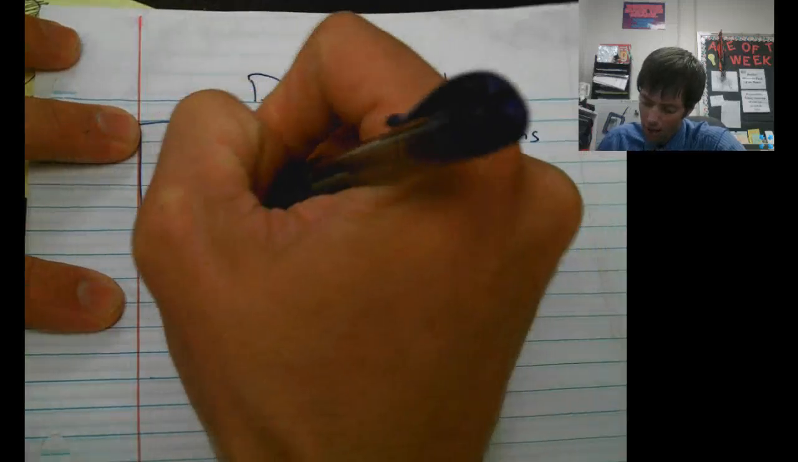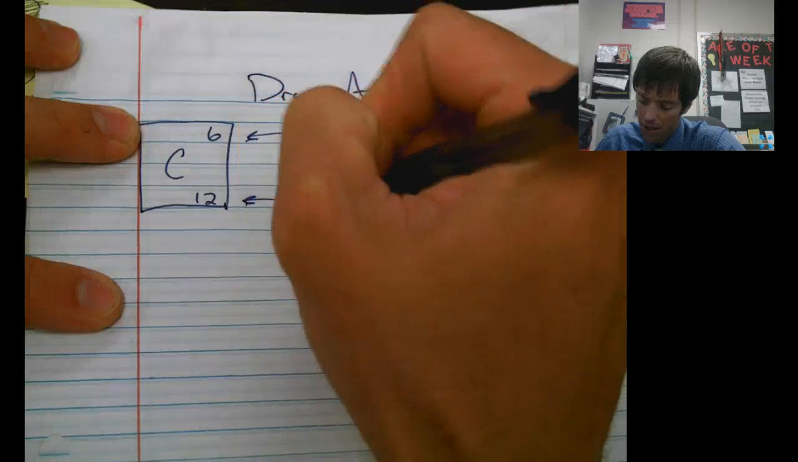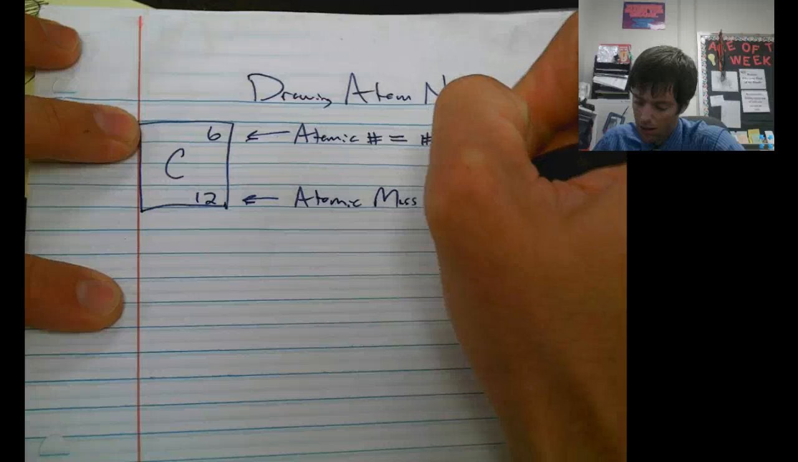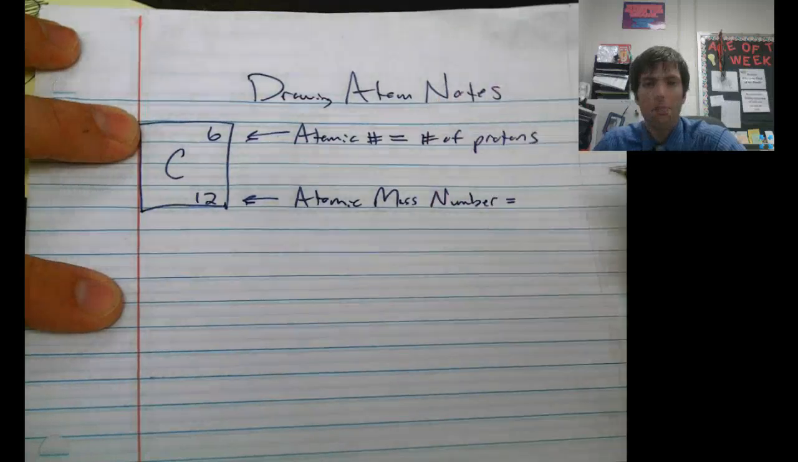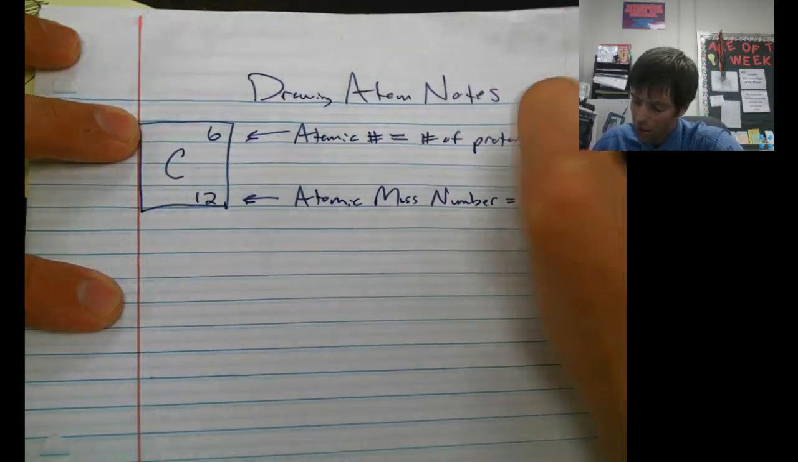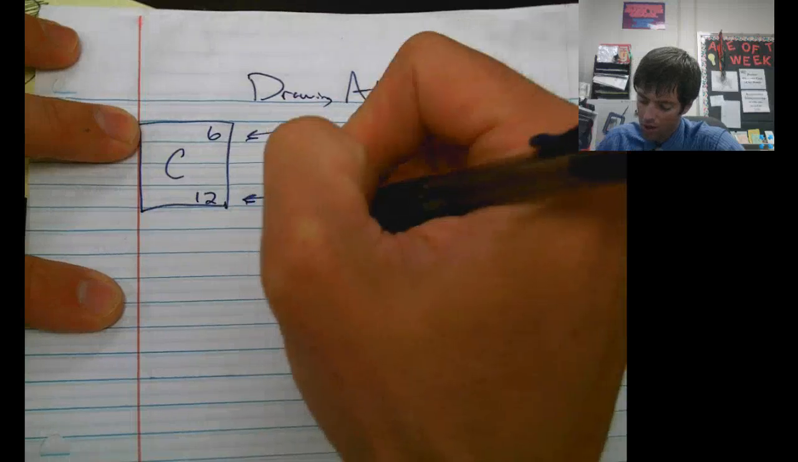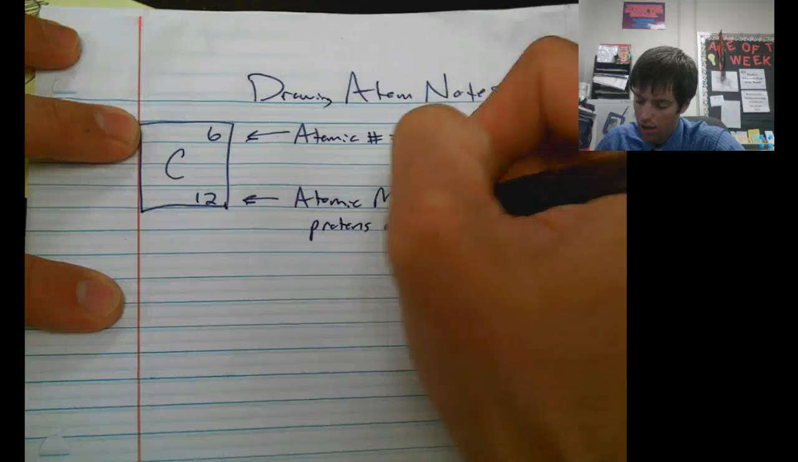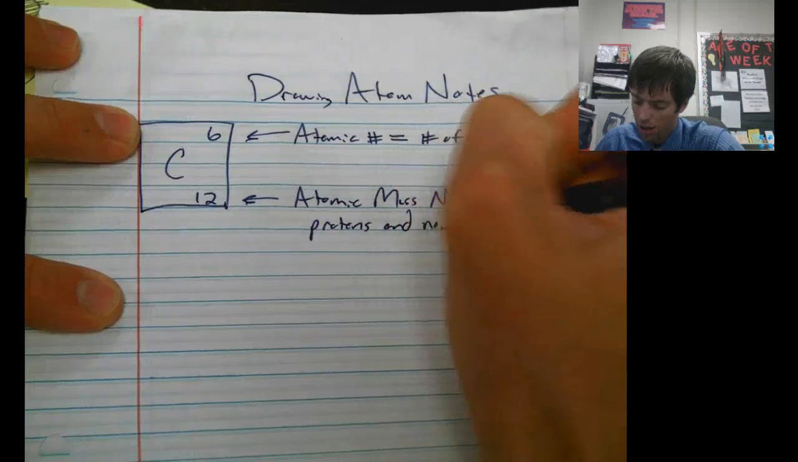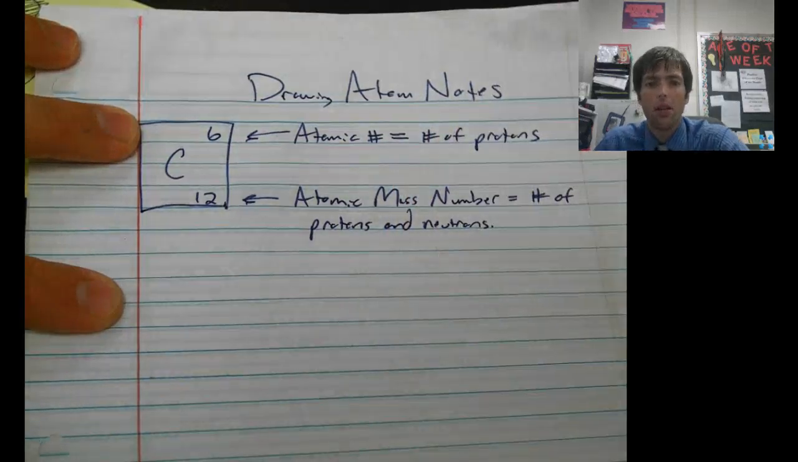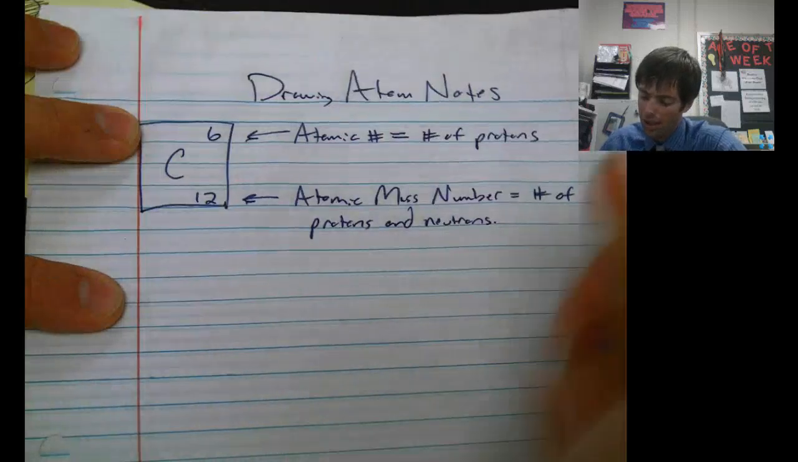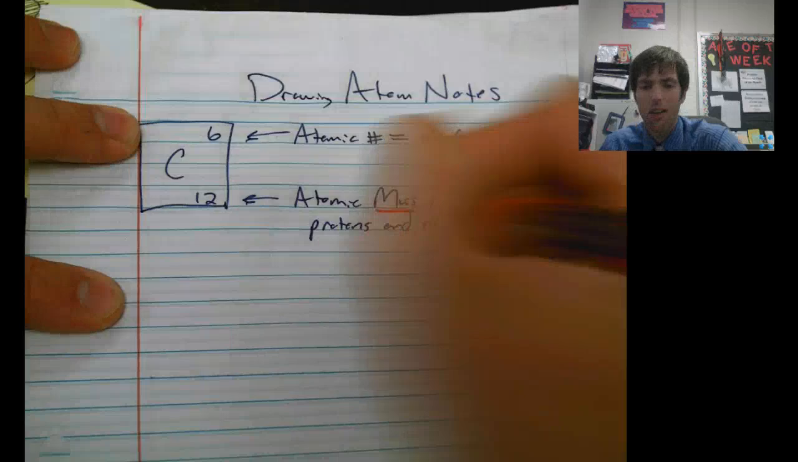This number down here is the atomic mass number. And the atomic mass number tells you the number of protons and neutrons. And the reason it tells you the number of protons and neutrons is because it tells you the entire mass of the atom.